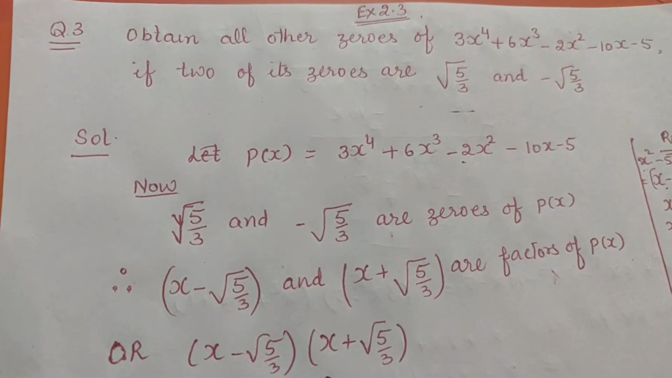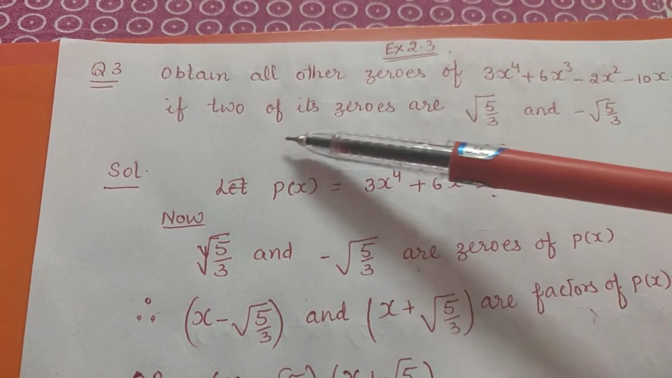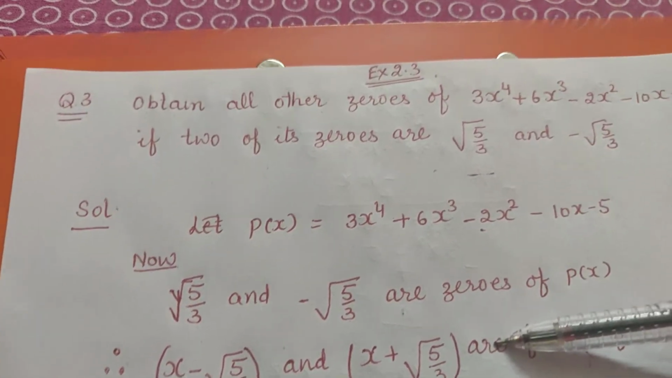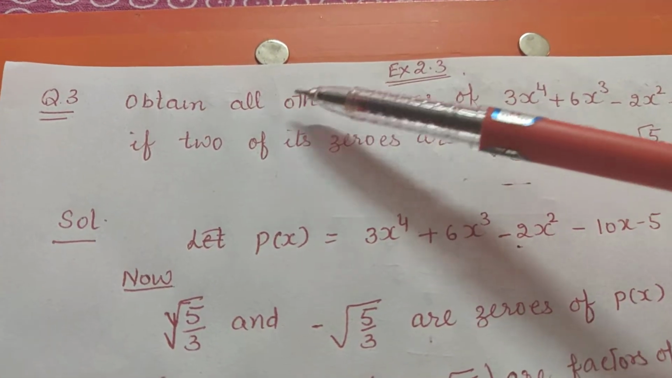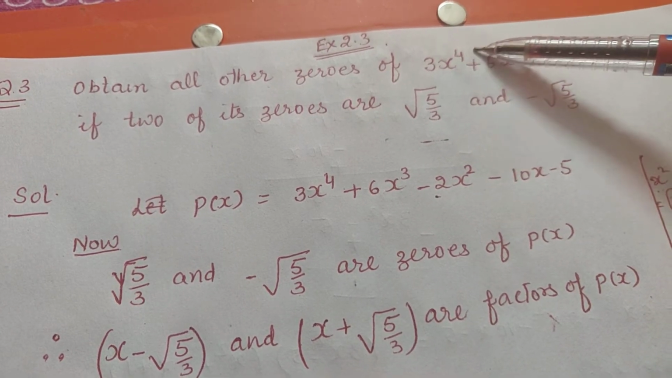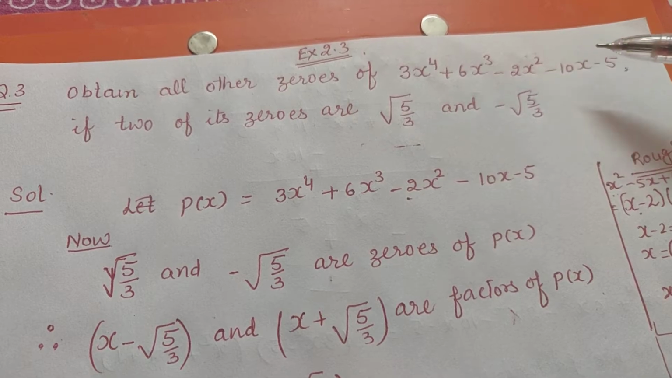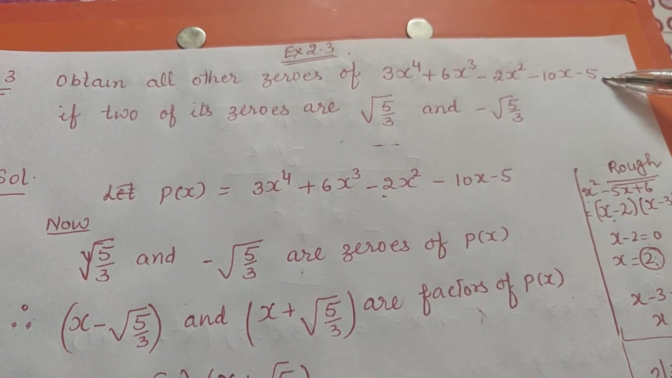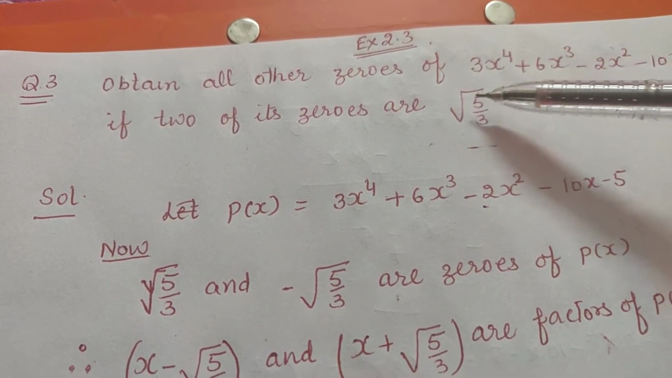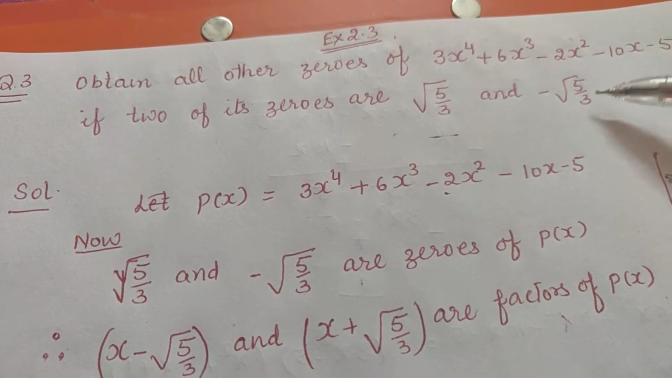Children, today I am going to tell you how to solve question number 3 of exercise 2.3. The question is, obtain all other zeros of 3x raised to the power 4 plus 6x cube minus 2x square minus 10x minus 5 if two of its zeros are root 5 upon 3 and minus root 5 upon 3.